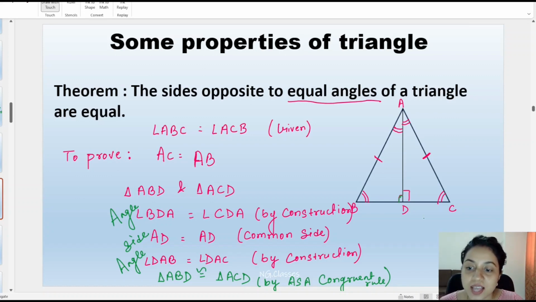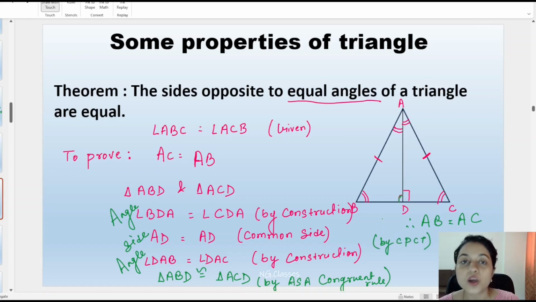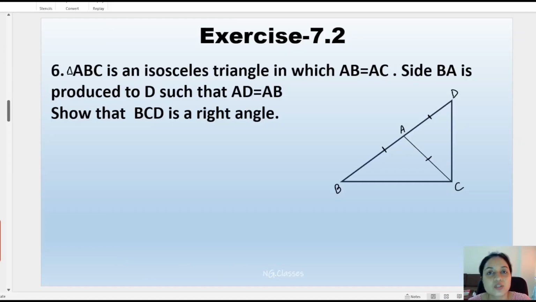Since these two triangles are congruent with each other, we can say that side AB must be equal to side AC by CPCT. That means corresponding parts of congruent triangles must be equal to each other. Now let's solve one question which is based on the previous theorem. Our question says triangle ABC is an isosceles triangle. So let's focus on triangle ABC.